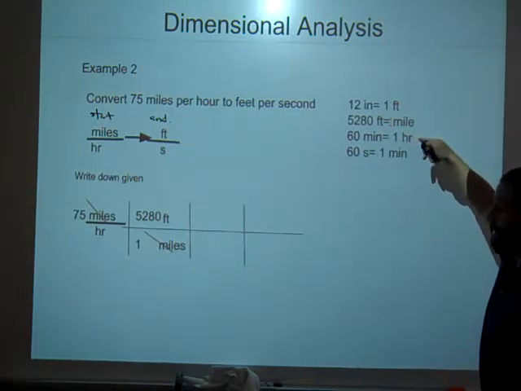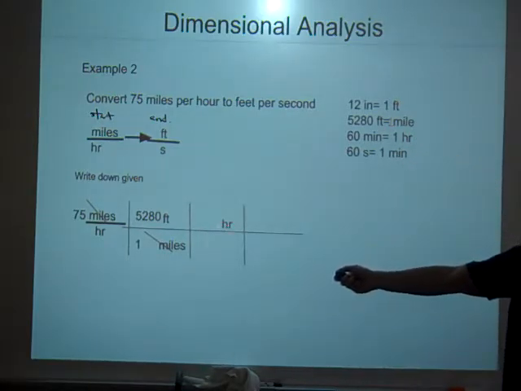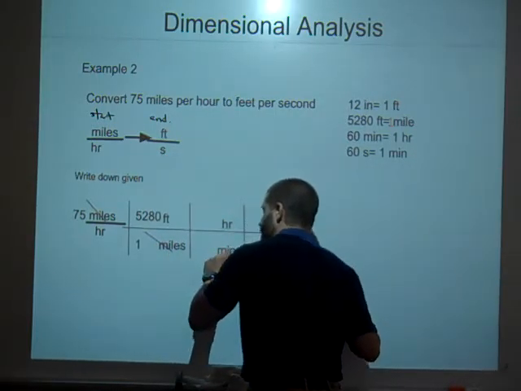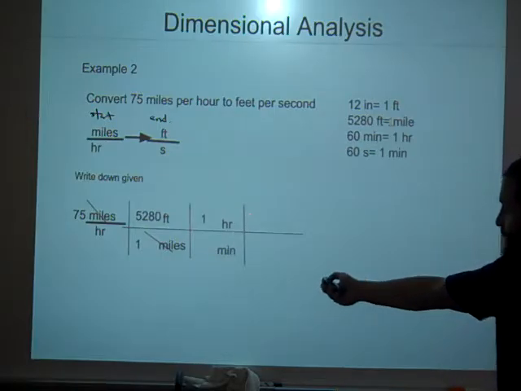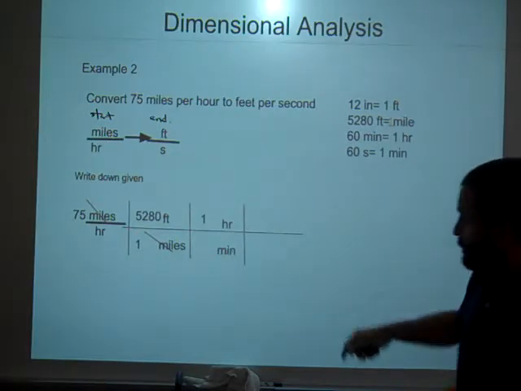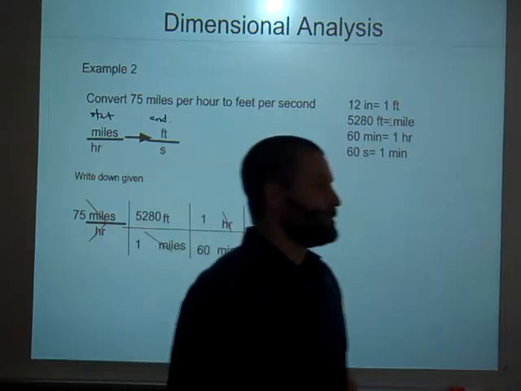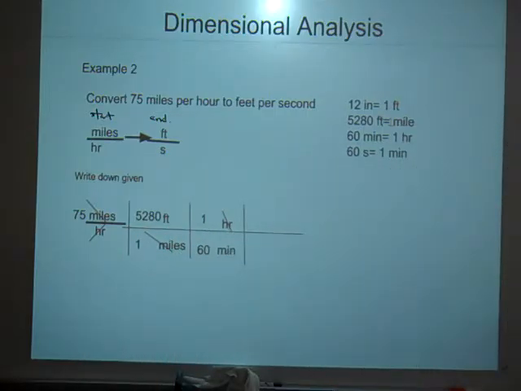There are 60 minutes in 1 hour. Hours on top, because I want them to cancel. Minutes on bottom, because I want seconds on bottom now. Notice, no matter where they're at, even though it's way over here, this is on top, this is on bottom, this is going to cancel. So in 1 hour, there are 60 minutes. So now my units are in feet per minute, right? Because there's no lines through it.